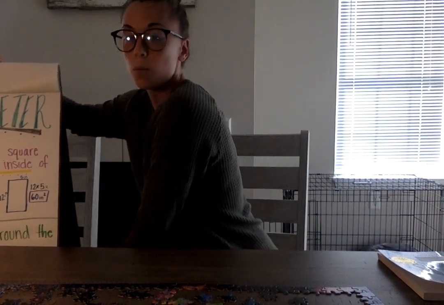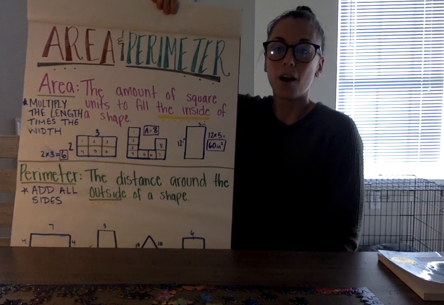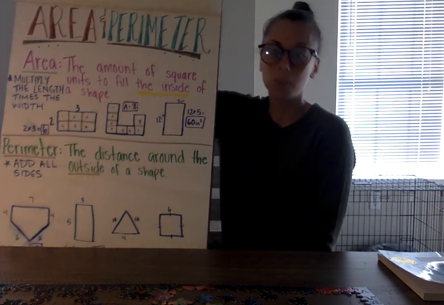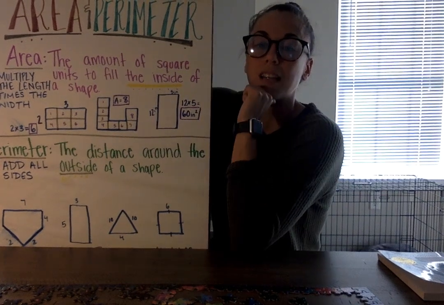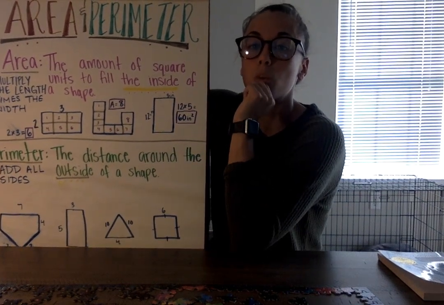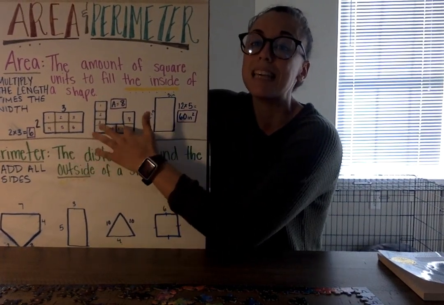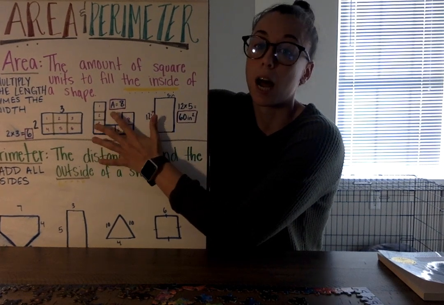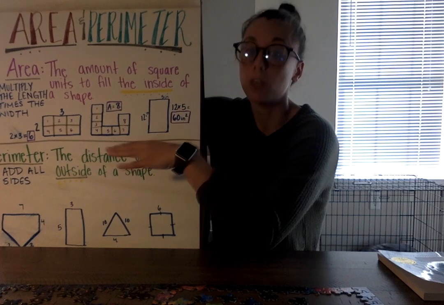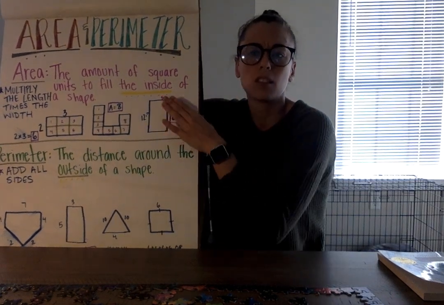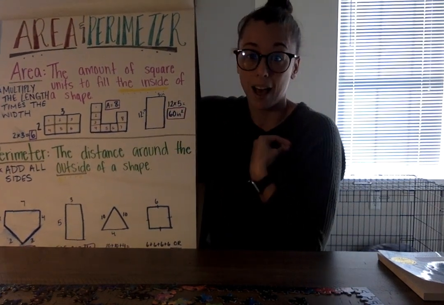So today, we're going to be learning about area and perimeter. And for some of us, it's going to be a review. So first we have area, and that's going to be the amount of square units that fills the inside. Okay, and I'm going to be uploading this picture to our Google Classroom so that you can go back and look at this when you're working so you can always have it.